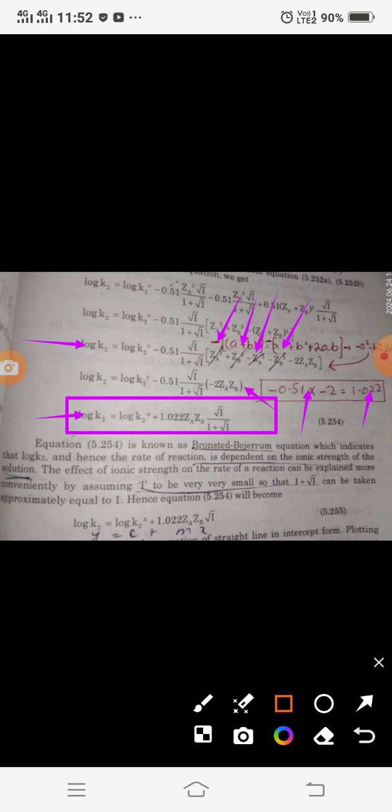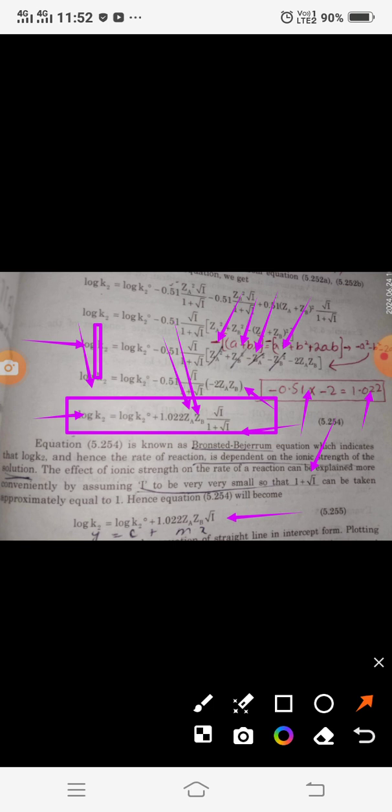This equation shows that the rate of the chemical reaction depends upon the ionic strength and the charges ZA and ZB. If we determine the equation by assuming that I is very, very small, it can be neglected from the denominator, since it is under a root and its value decreases further. By neglecting 1 plus under root I in the denominator, the equation appears in this way.